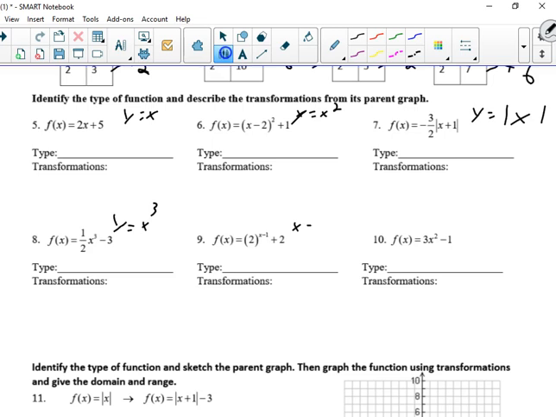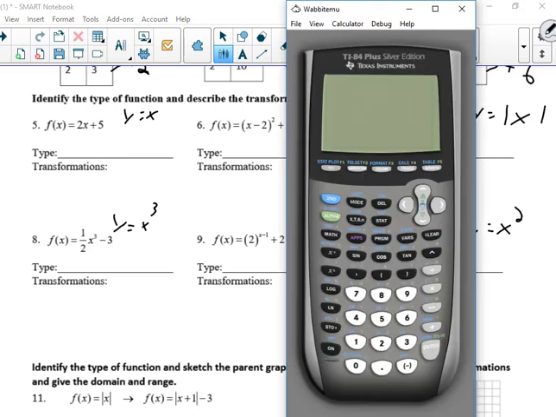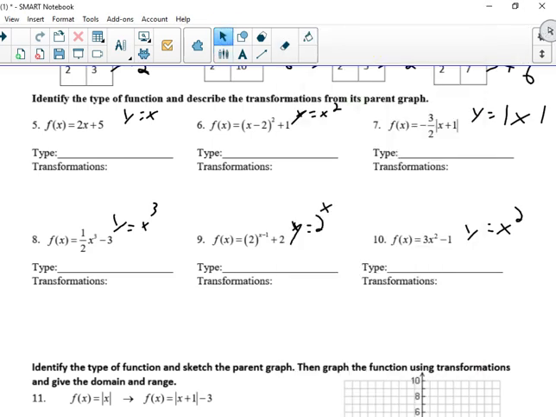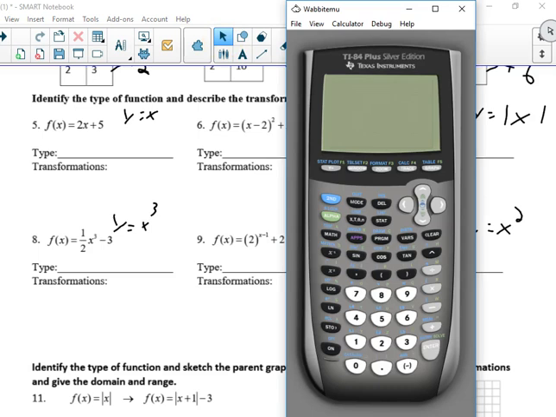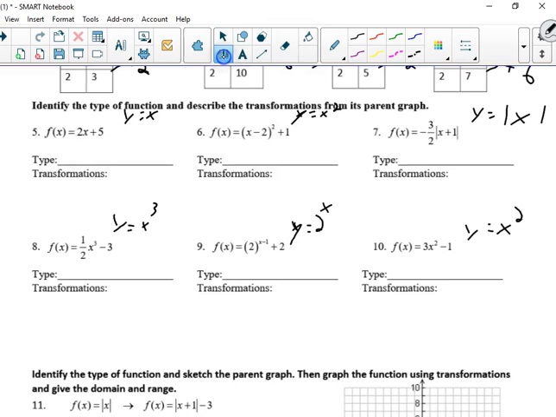And this one here is y equals x cubed. And this is y equals 2 to the x. And this is y equals x squared. Now you should hopefully by now have a general idea of what these look like. But if not, take your calculator and put in y equals x. And graph it. It's a line. It's linear. Okay? So first off, it's linear.